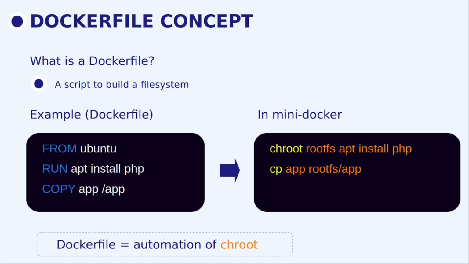Dockerfile concept. What is a Dockerfile? A Dockerfile is often misunderstood. It is simply a script to build a filesystem. Docker example. And in Mini Docker, we do the same thing manually. A Dockerfile is an automation of filesystem operations. It is not special, just automation.